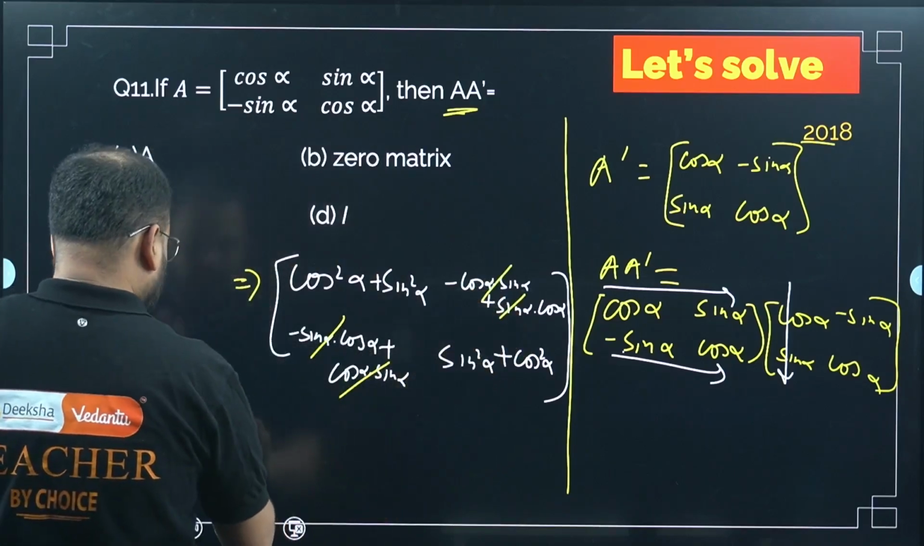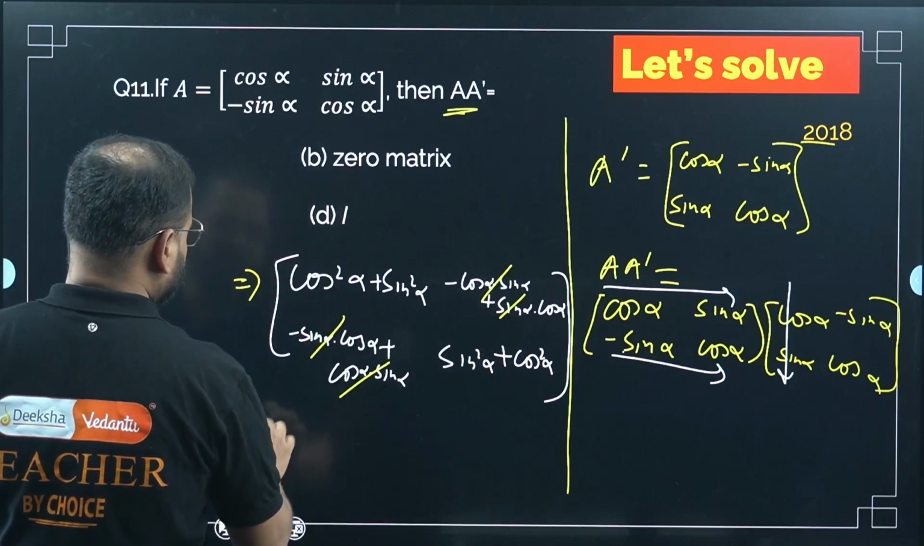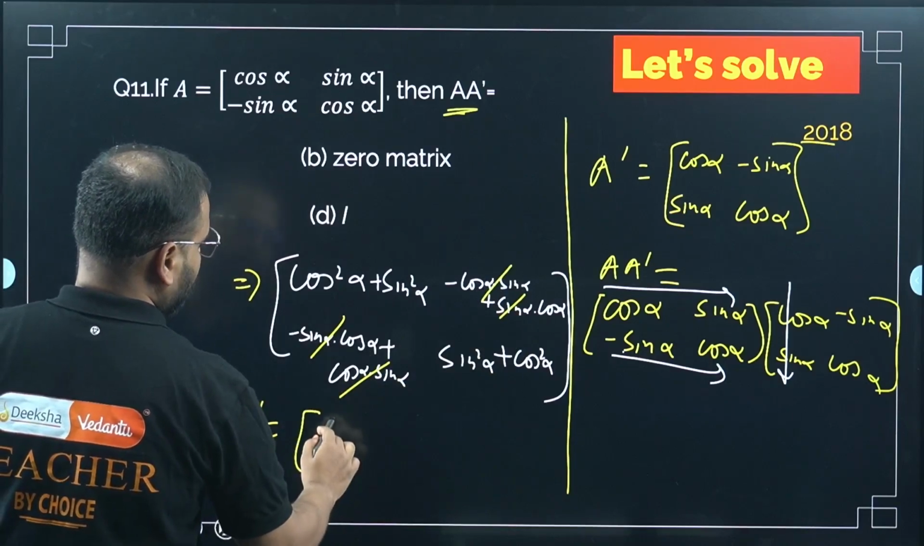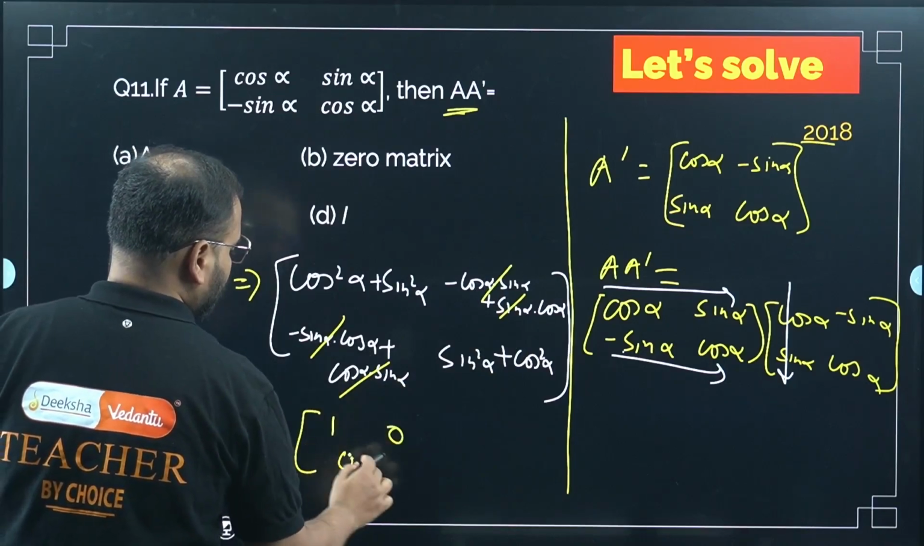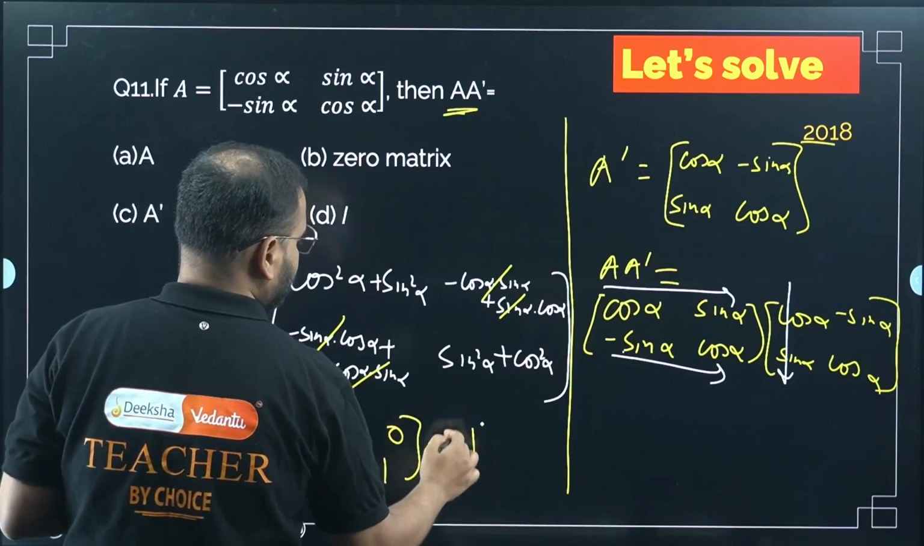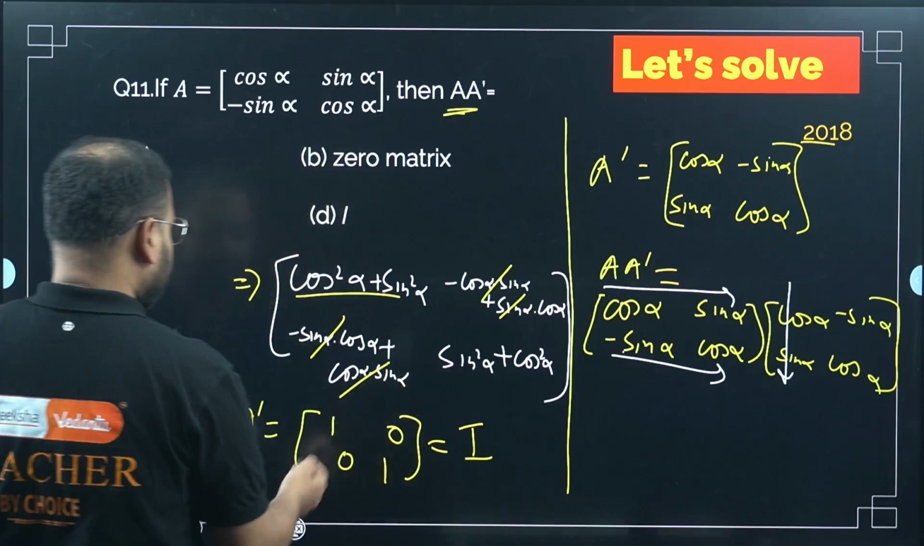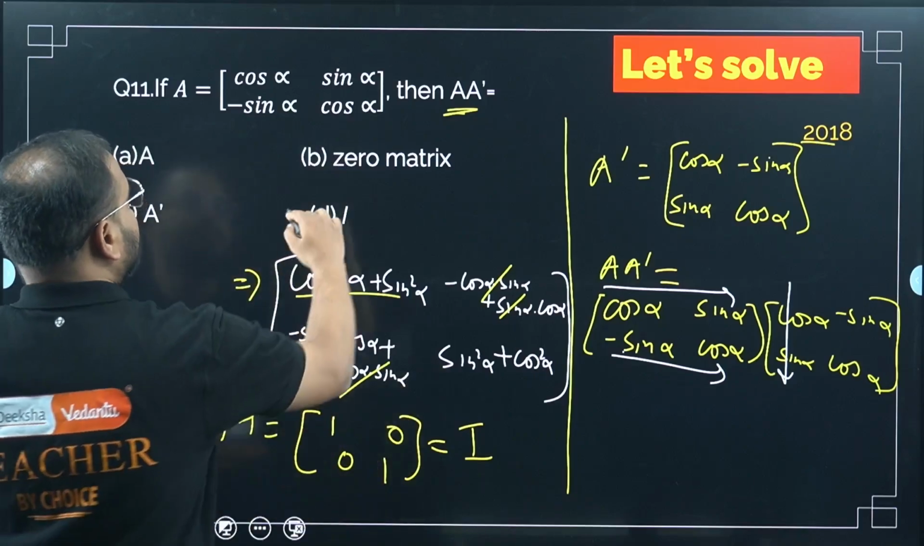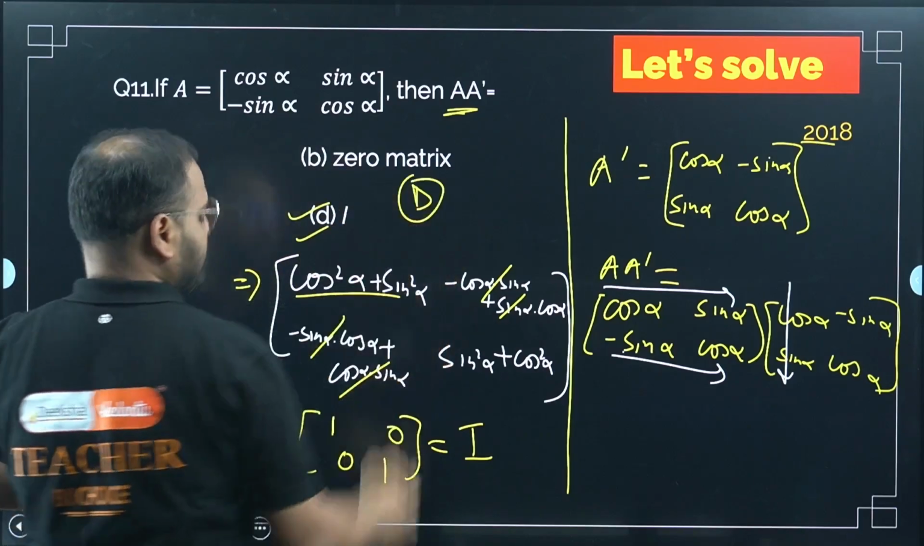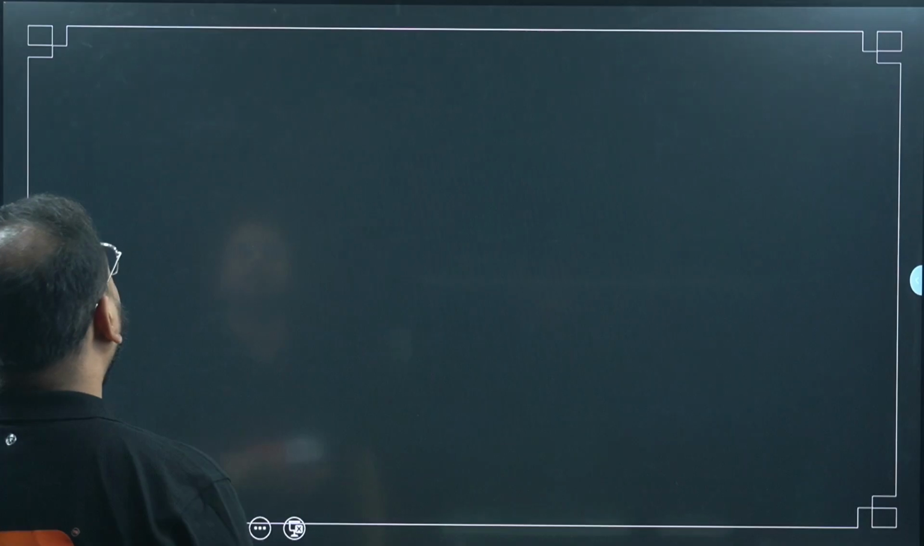Cancel. My answer for A dash is nothing but 1, 0, 0, 1, simply the identity matrix. Why, sir? Sin square plus cos square is 1. Identity is there. Okay. So the option is D. Moving on to the next problem.